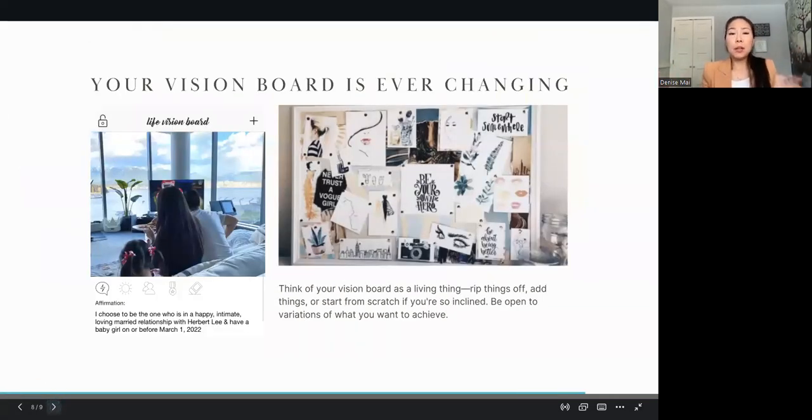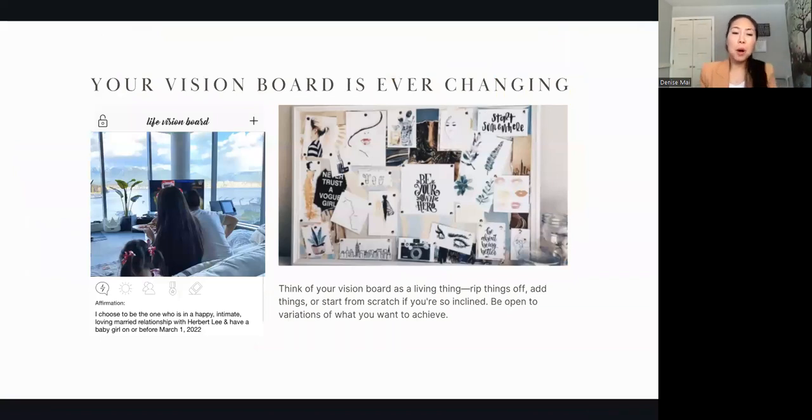Your vision board is ever changing, right? As you can see at the very bottom, my affirmation is, I choose to be in a happy, intimate, loving, married relationship with Herbert Lee and have a baby girl on or before March 1st, 2022. Sometimes you put a goal out there and it may not hit that timeline, and it's okay, but you just continue to change it, right? On the right, it says, think of your vision board as a living thing. You can take things off, add things, start from scratch. This is your own creative masterpiece. Be open to variations of what you want to achieve, right?